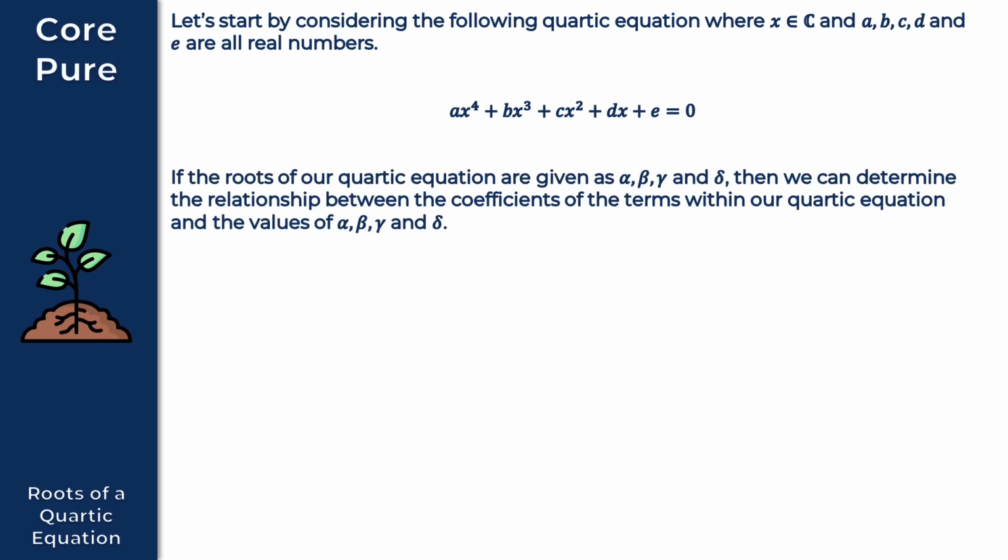Now, if the roots of our quartic equation are given as alpha, beta, gamma, and delta, then we can determine the relationship between the coefficients of the terms within our quartic equation and the values of alpha, beta, gamma, and delta. So let's take a more formal look at this concept.